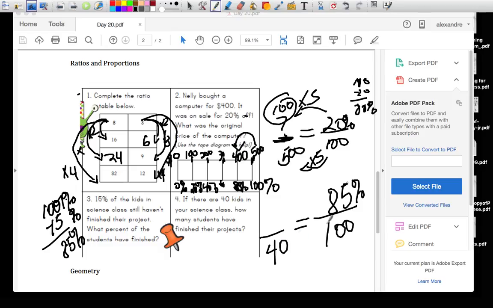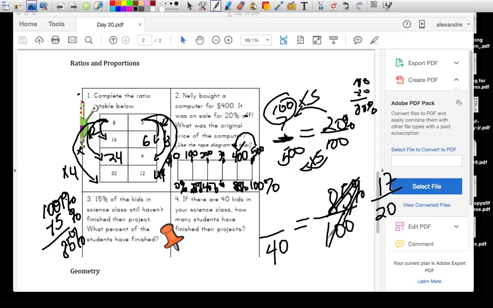Let's see, is there a relationship here? No, there isn't, so we've got to change this ratio. So 85 out of 100, let's divide top and bottom by 5. Is that going to help us? Yes, it is. 100 divided by 5 is going to give us 20, and 85 divided by 5 is going to give us 17.